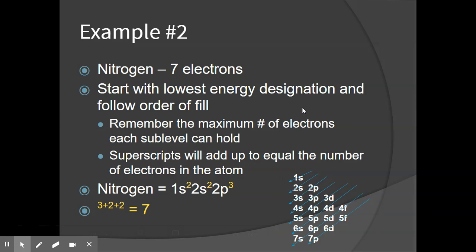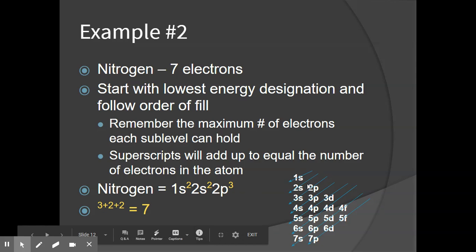So in another example, nitrogen has 7 electrons. So again, we are going to start with the 1s. So 1s, s can hold up to 2, so 1s2. After 1s, if we look at the order of fill, is 2s. So 2s and then 2 to fill it. And that gives me 4 electrons filled there. So we have 3 more to configure.